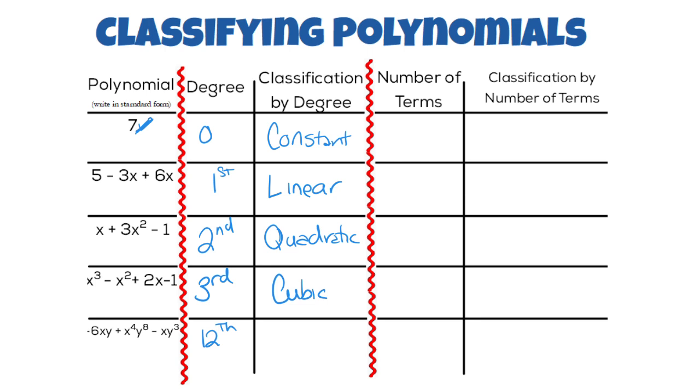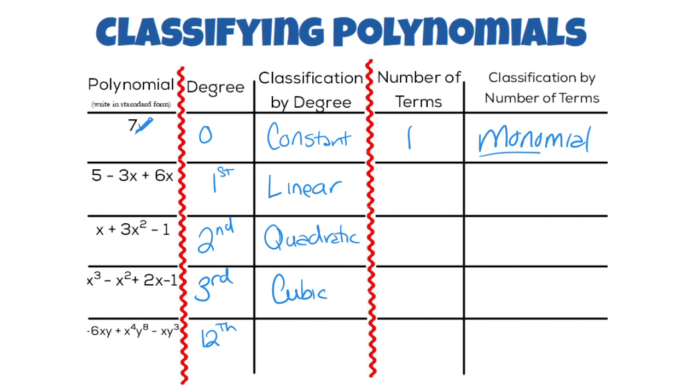Okay, the other way that we will classify polynomials is by how many terms are in it. Looking at this first one, you can see that's just the 7. There's only one term there. So if you only have one term, then that is considered a monomial. Mono meaning 1. Okay, so looking at those prefixes.